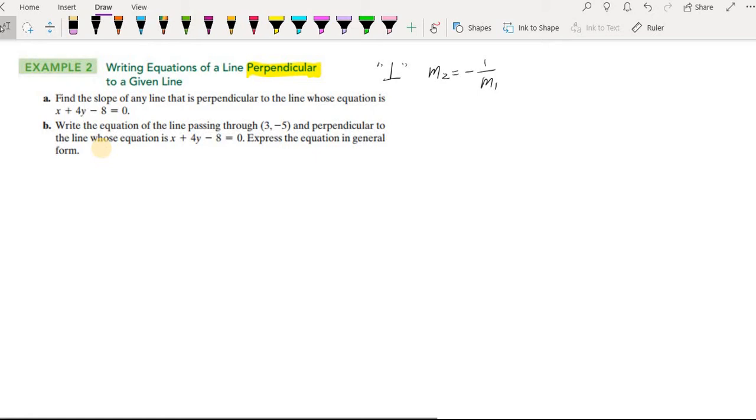Part A: find the slope of any line that is perpendicular to the line whose equation is x plus 4y minus 8 equals 0. Okay, let's look at part A.